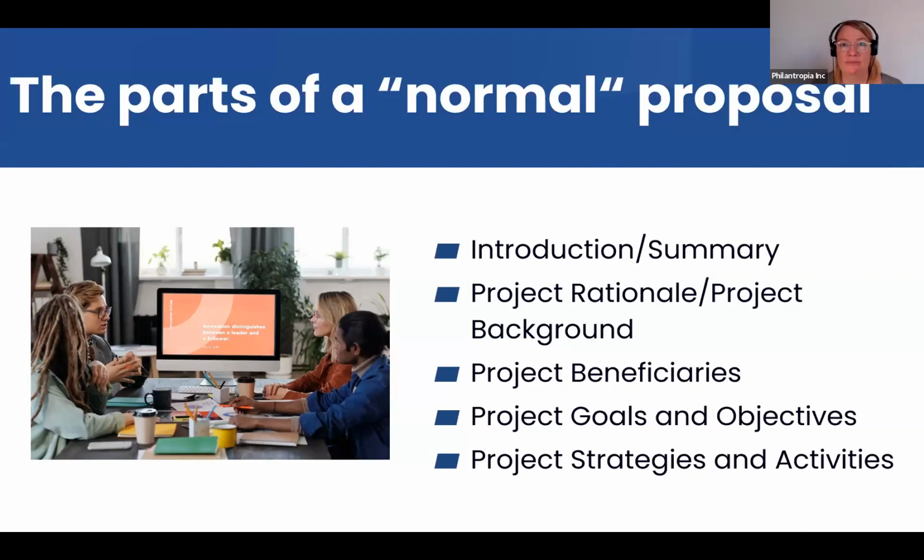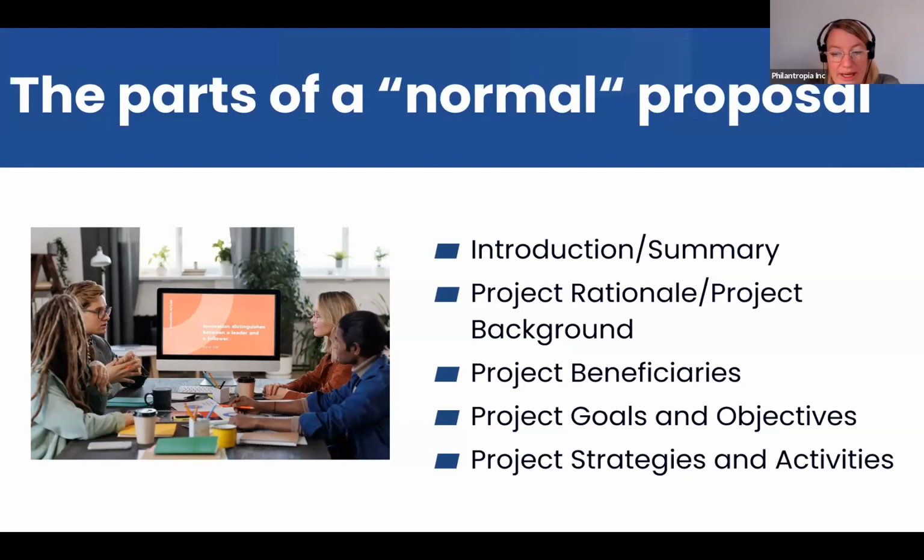Then we get to the project rationale or the background, where you explain what the problem is, why it needs solving, why you are the perfect partner to solve it, etc. So you can give all the background data, all the case studies, etc. That we've already talked about a bit. Then you talk about project beneficiaries or the target groups that you are working with. So whose life are you aiming to change? Who do you want to work with, and who do you want to address? Then you have project goals and objectives. So what do you want to achieve? What is the impact that you want to achieve? What are the changes that you want to achieve in your target group's lives or in society even?